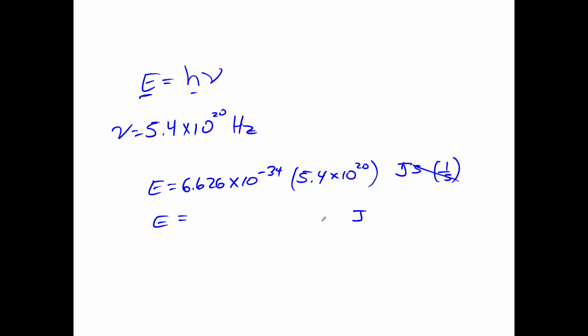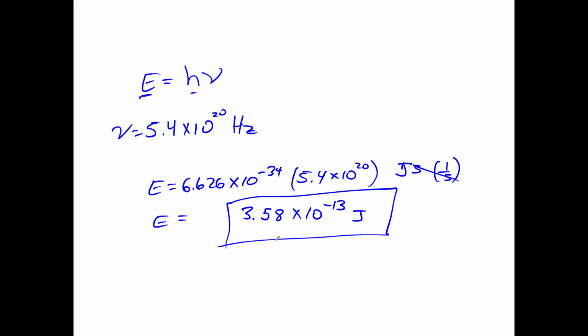6.626 times 10 to the minus 34 times 5.4 times 10 to the 20th. And we should get a number of 3.58 times 10 to the minus 13th, and that is the answer we're looking for. You need to start using scientific notation, guys, and we'll talk about this on Tuesday.